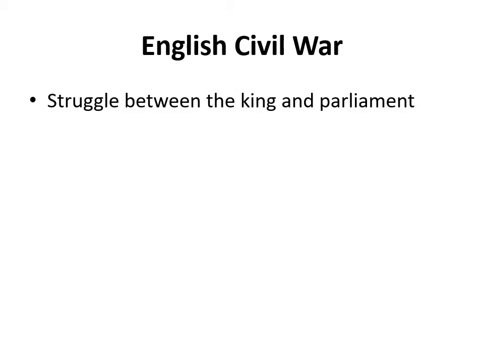So we come to the English Civil War. This is a major struggle between the king and Parliament. Parliament wanted to curtail the king's desire to raise taxes. They also wanted to curtail his authority in imposing his own religious beliefs on the country. And it doesn't work. Both sides end up raising armies and going to war against one another.